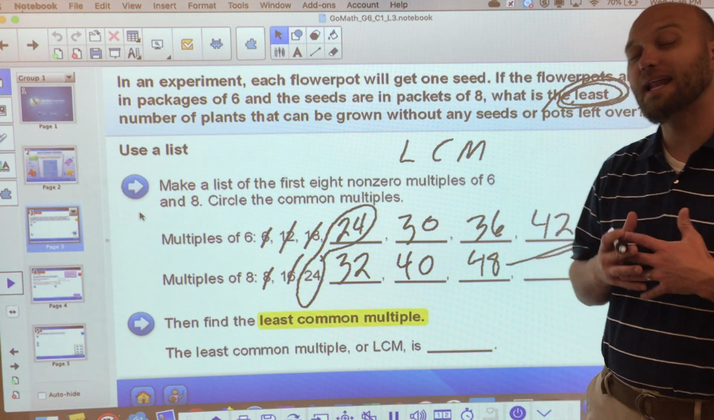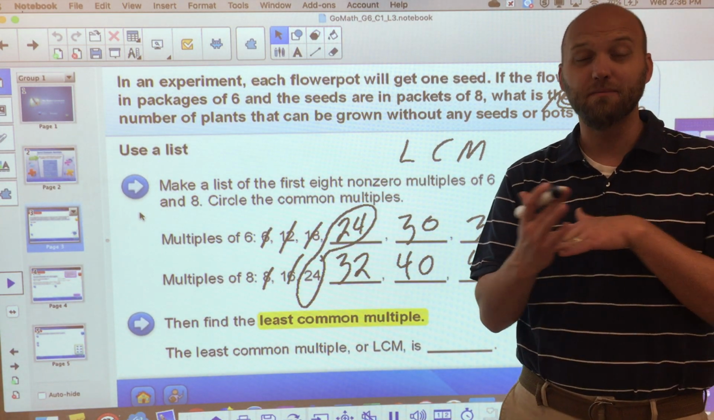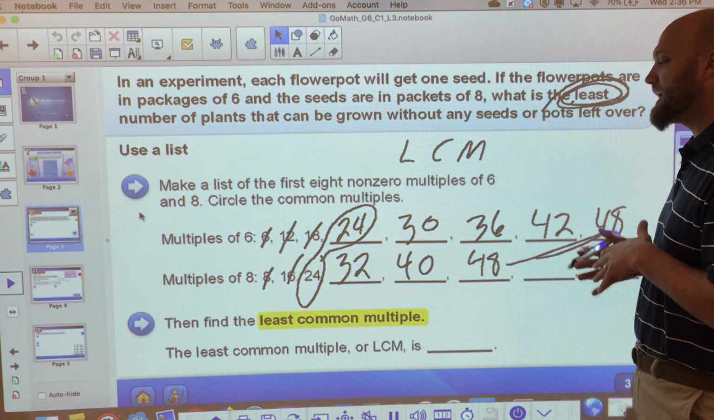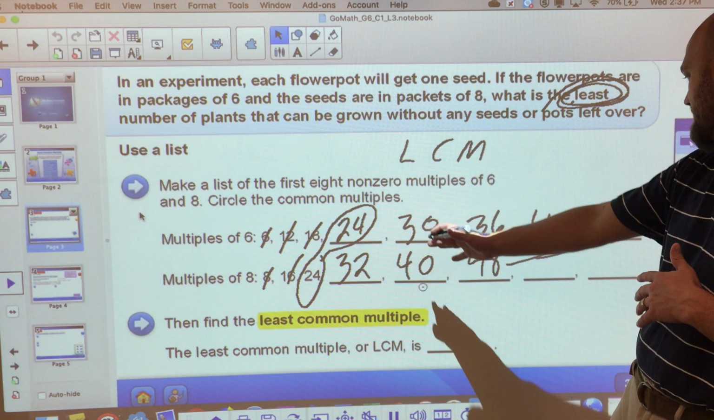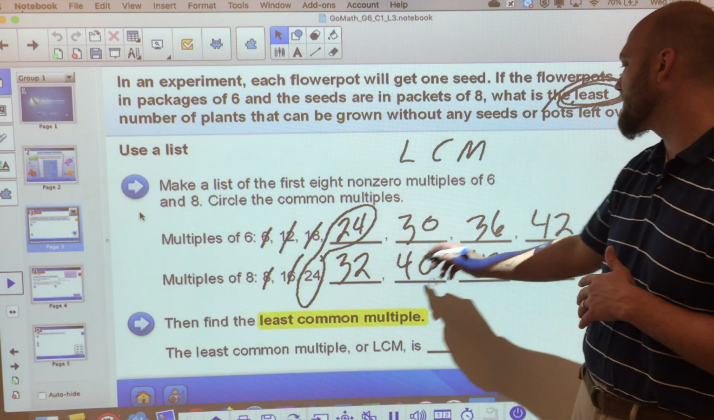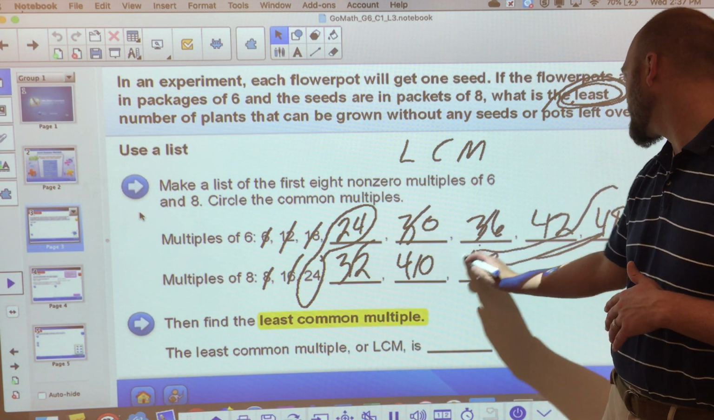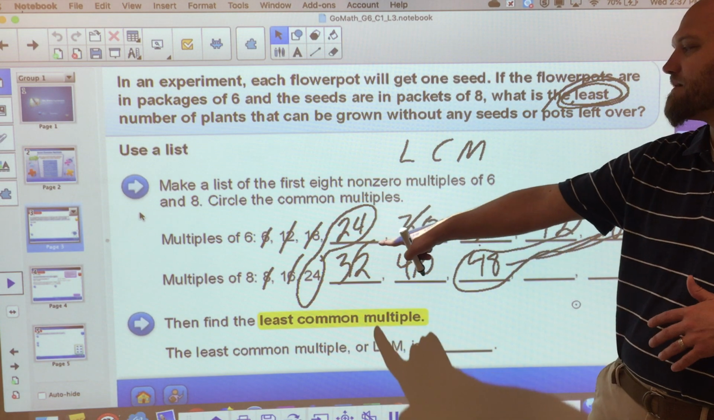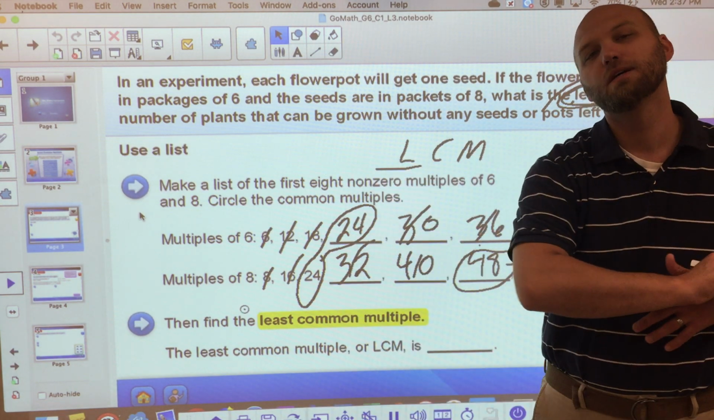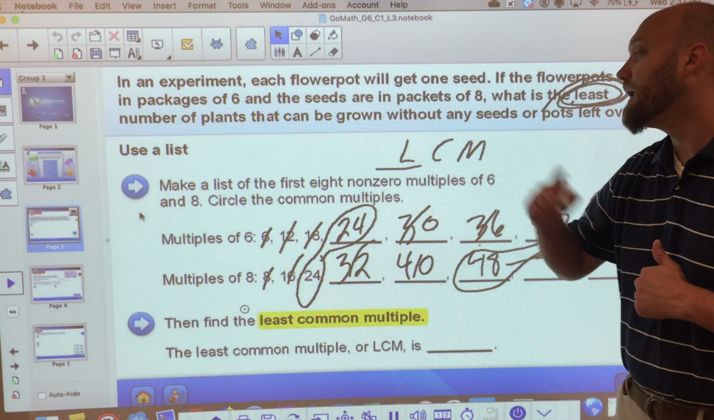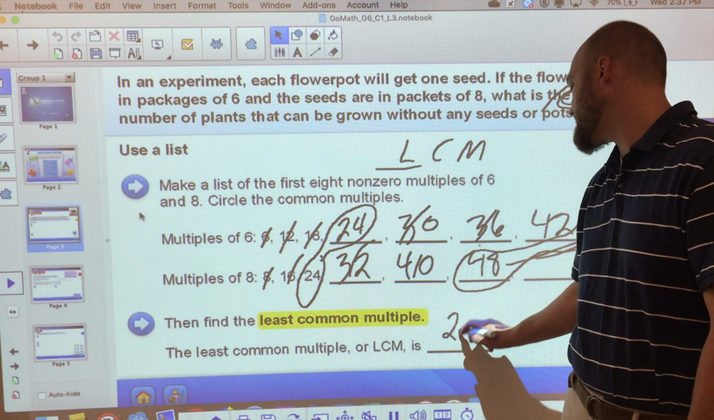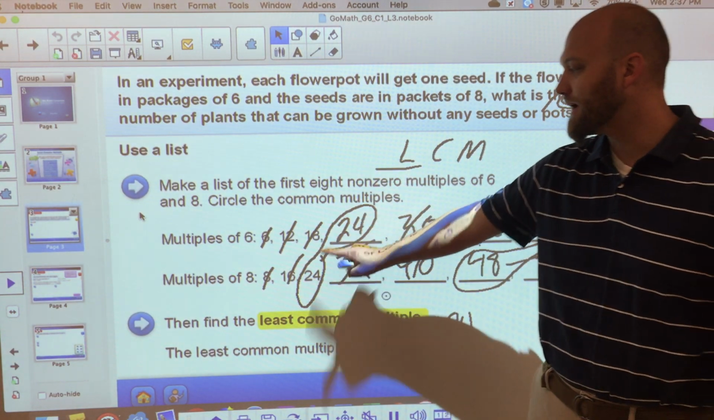So you can get a common multiple by multiplying them together, but you always want to go back and check your work. As I'm going through here, I don't see any other common multiples. No, 32, no. So here's a common multiple, and here's a common multiple. The least common multiple of 6 and 8 would be 24, right there.